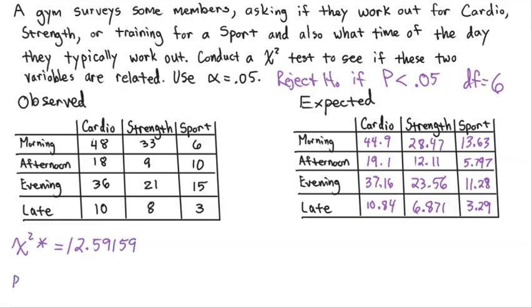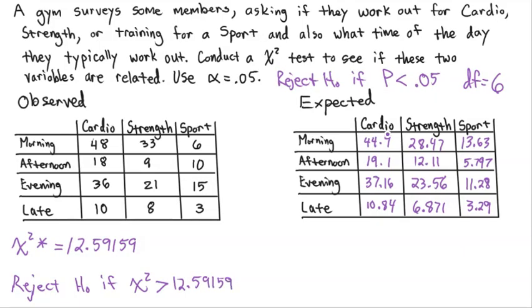So we're going to say reject H sub O, hang on, that's pretty ugly. Reject H sub O if the chi-squared test statistic is greater than 12.59159. That was step 4.